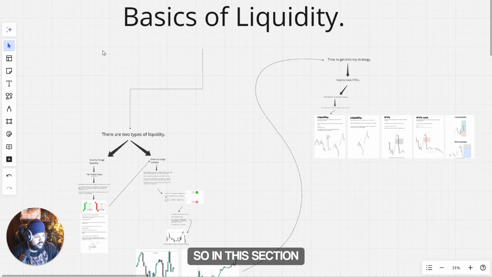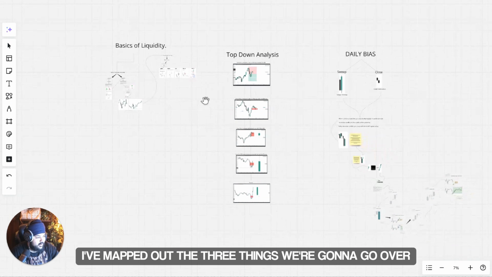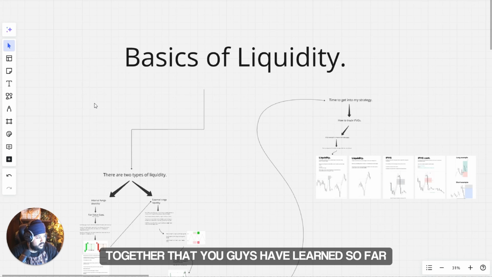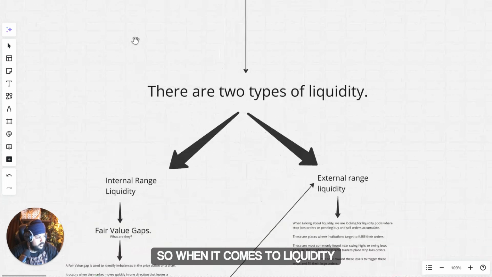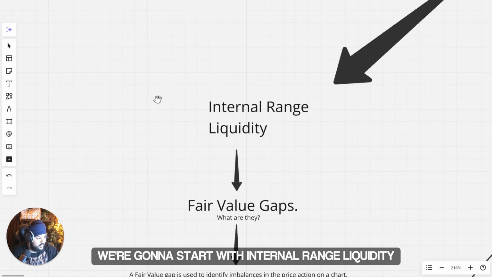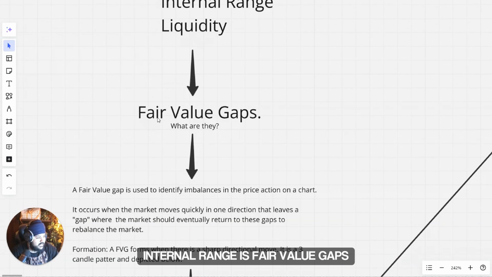So in this section, we're going to be going over the basics of liquidity. As you guys can see, I've mapped out the three things we're going to go over: liquidity, top-down analysis, and daily bias, and pretty much tie everything together that you guys have learned so far. So when it comes to liquidity, there are two types of liquidity. We're going to start with internal range liquidity and then move on to external range. Internal range is fair value gaps.